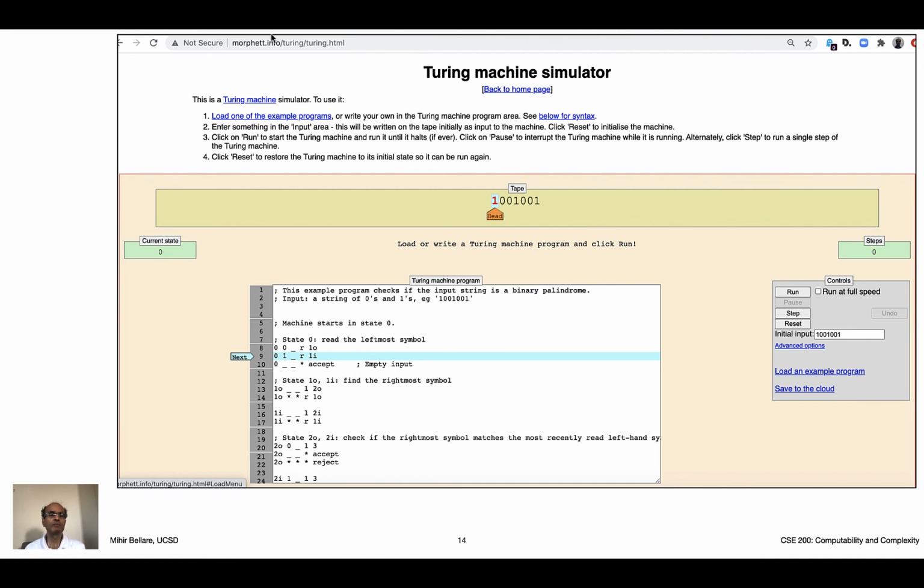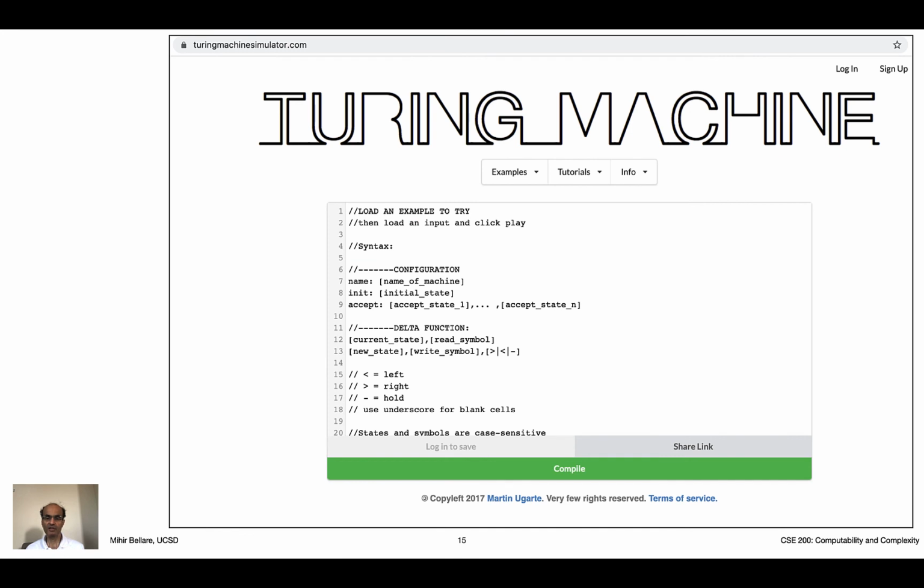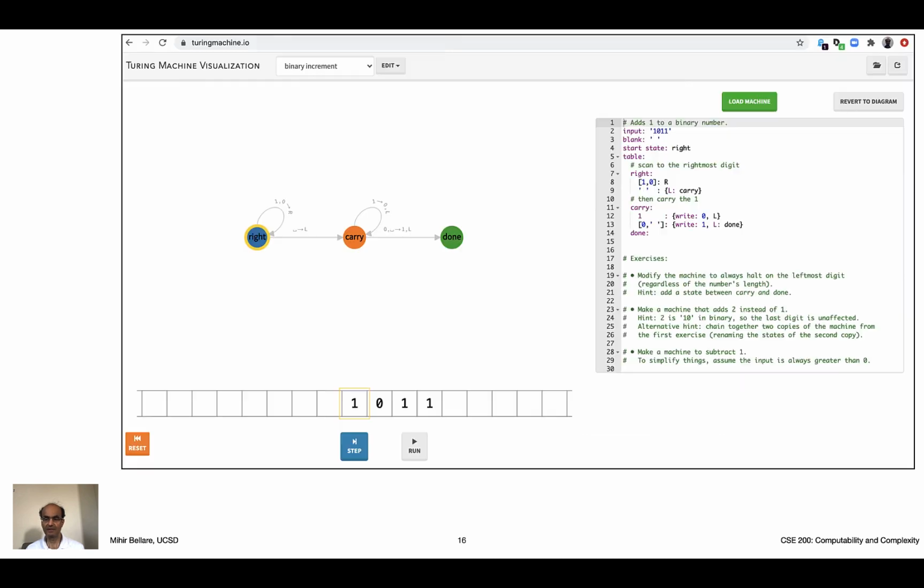So here is this website, morphet.info, and it shows you a Turing machine. You can program it. So this is a language in which you can write the state transition diagram, and then you can run. This one checks if the input string is a palindrome, and when you hit run, it'll show you where the head goes and what happens and so forth. Again, it's kind of fun. There are actually quite a lot of these. I found this one. Again, you write some code and you can run it.